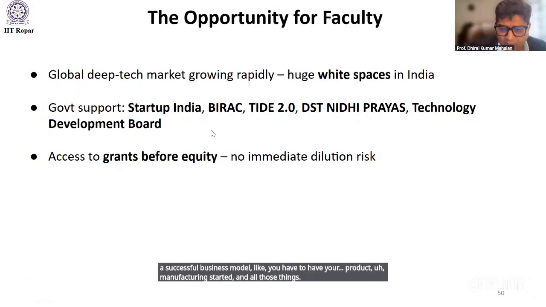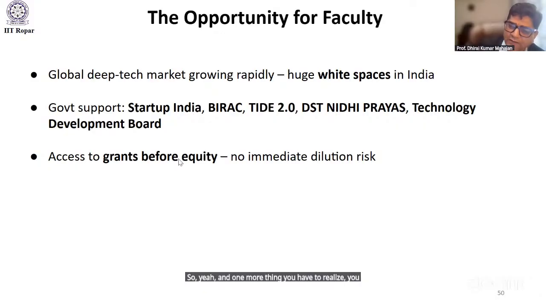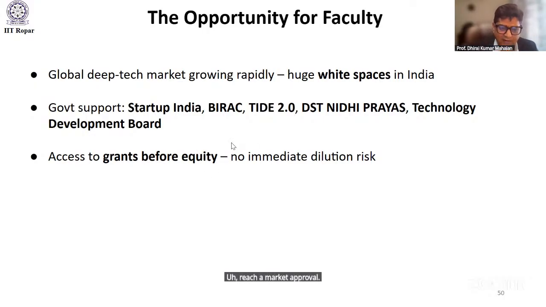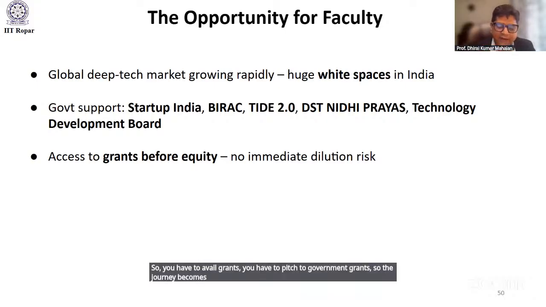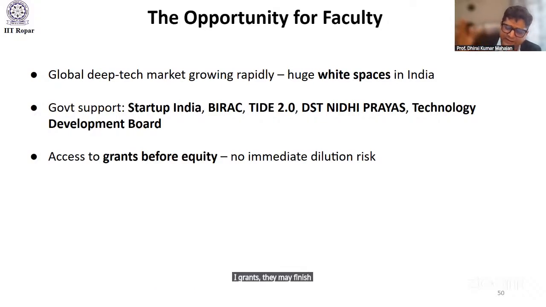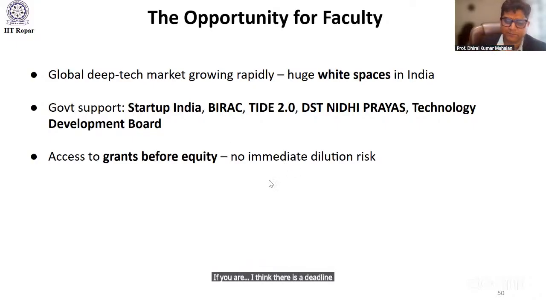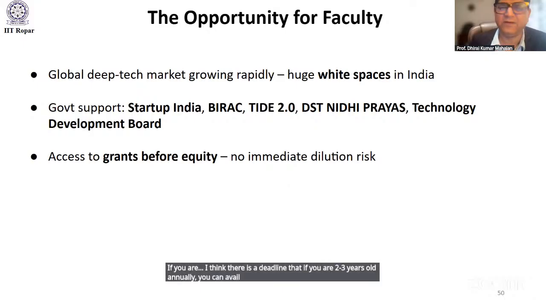And one more thing you have to realize, you must follow this formula: before you dilute your equity, you should work with grants in order to reach market approval. So the formula is grant before equity always. You have to avail grants, you have to pitch to government grants. So the journey becomes a little longer. Availing grants takes a lot of time, 2 to 3 years is the timeline for the whole grant cycle to finish. And of course the grants also have a deadline: if you are 2 to 3 years old, then only you can avail certain grants. Probably the Startup India grant, I have to check, but maybe it has changed recently.